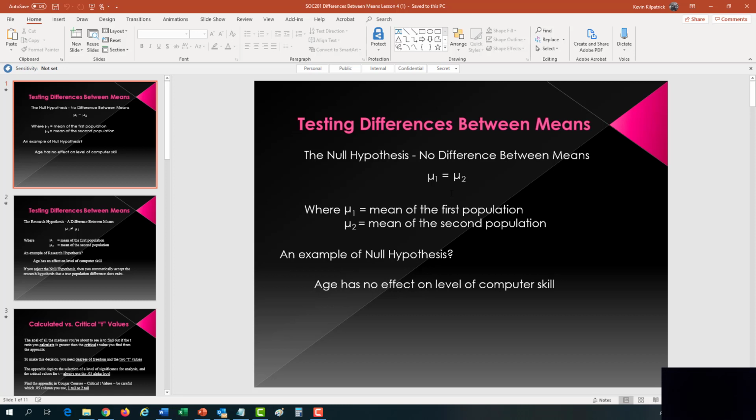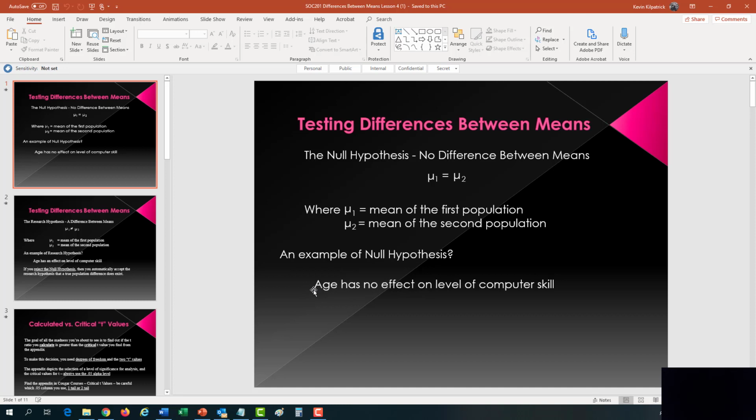That is designated by this notation. This backwards U with a leg on it is the Greek symbol mu, which I like to call mu because I have kitty cats. The population of the first group in a null hypothesis is the same as the population in the second group. An example of a null hypothesis: age has no effect on level of computer skill.